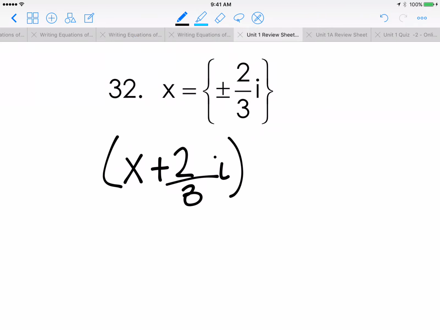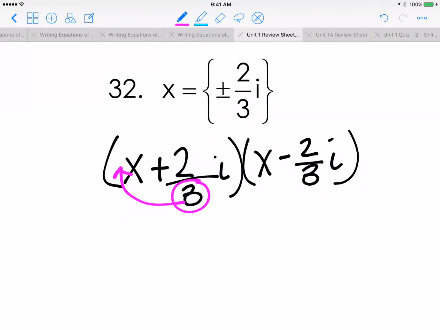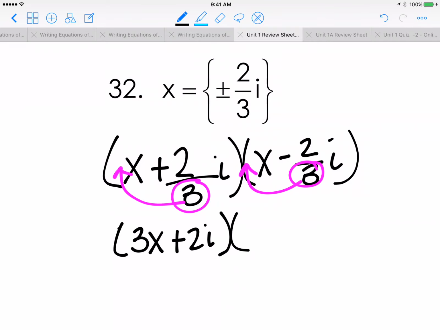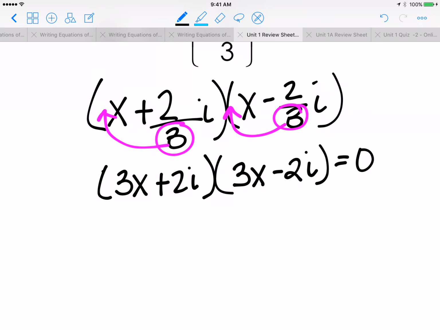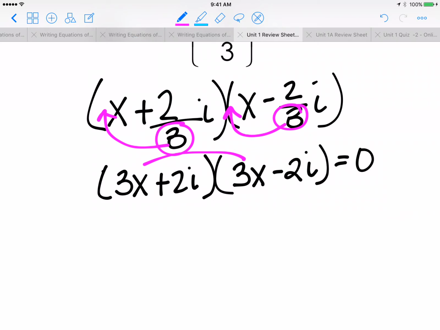x plus 2/3 i, x minus 2/3 i. Okay, so now right here, bump it up. Bump it up. Bump it up. Okay, so we get 3x plus 2i. That looks so much better. 3x minus 2i. And now we FOIL. So now it makes it a little bit easier so we don't have to deal with those fractions.